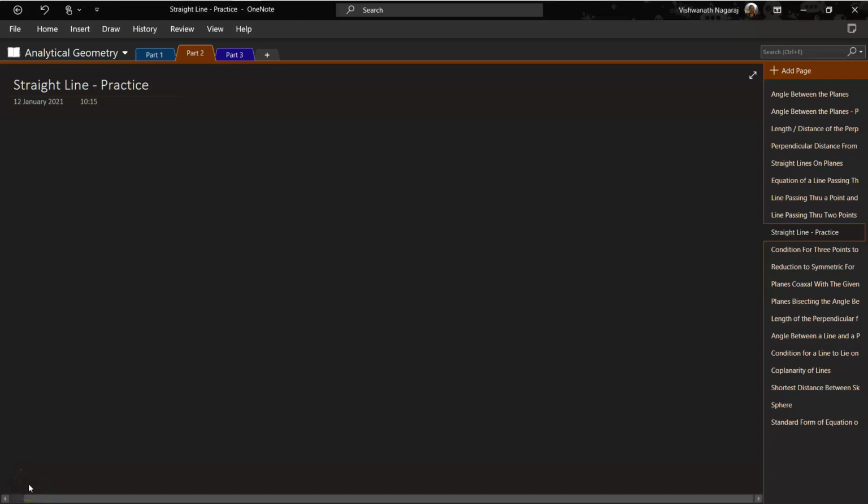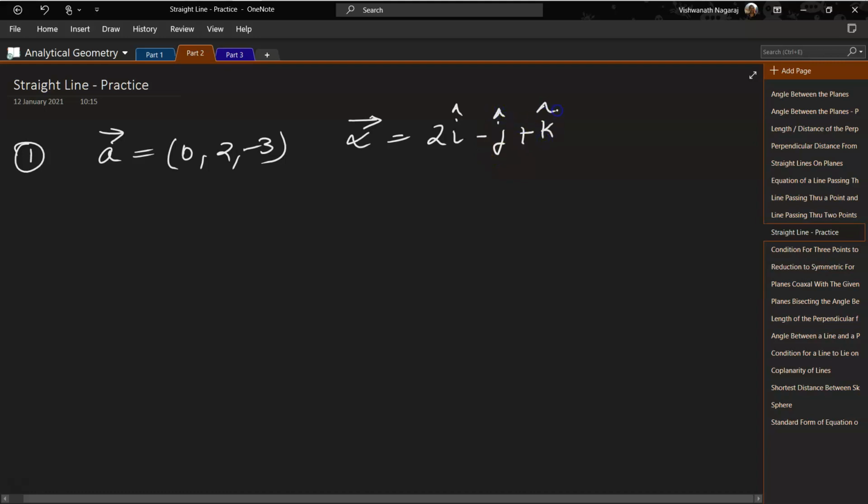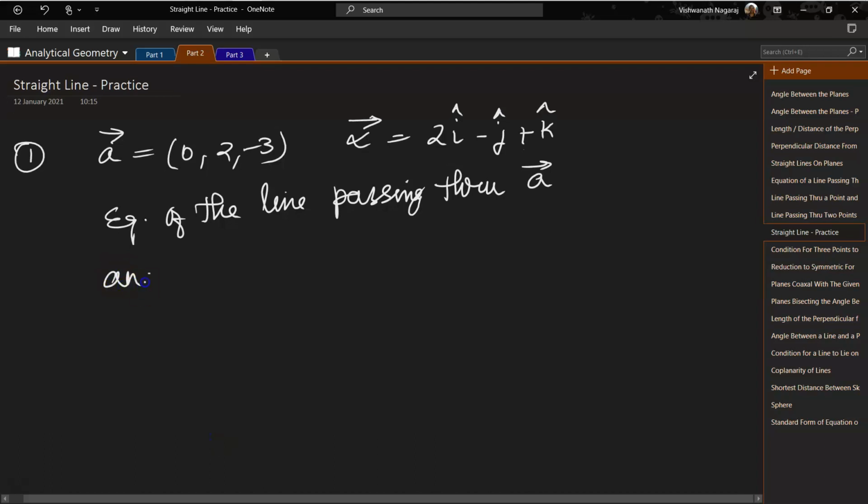Let's solve some problems. Okay, let's take up the first one. Let's say we have been given a point A, position vector 0, 2, minus 3, and a vector alpha which is 2i minus j plus k. What we have to figure out is the equation of the line passing through the point A and parallel to the vector alpha.